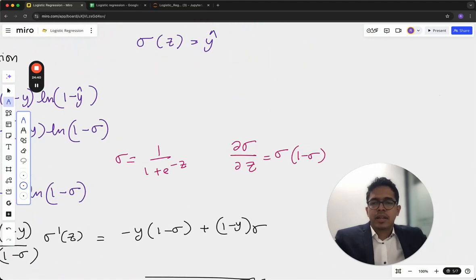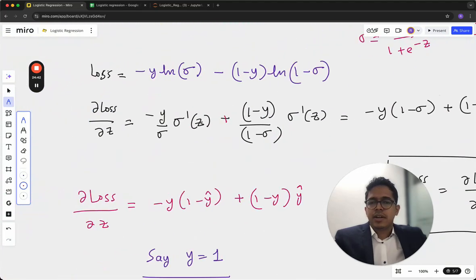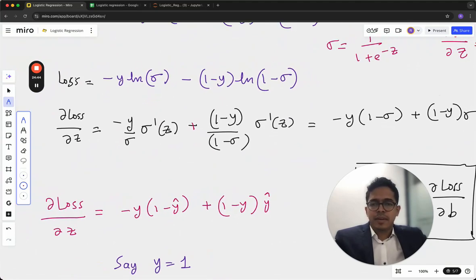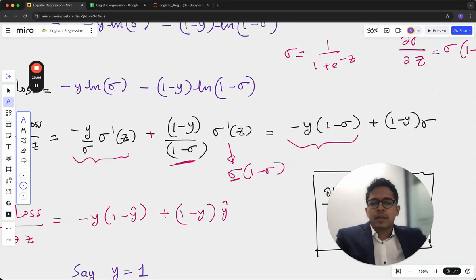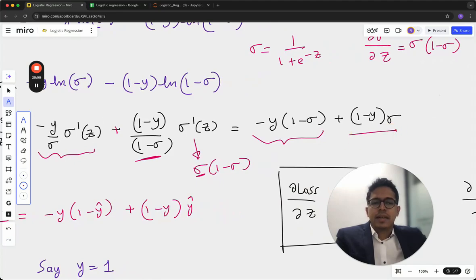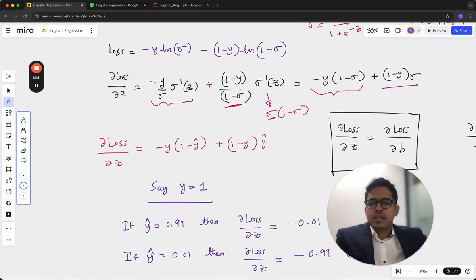Fairly simple calculation. If we substitute sigma prime to be sigma times 1 minus sigma, the sigma in the denominator and numerator will get cancelled, and this whole term will become minus y times 1 minus sigma. Similarly, if we substitute sigma times 1 minus sigma for this, the 1 minus sigma in the denominator and the 1 minus sigma in the numerator will cancel and only sigma will remain. So this term will become sigma times 1 minus y. That is this guy.